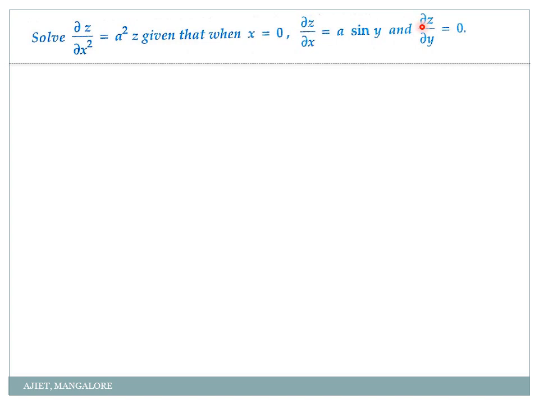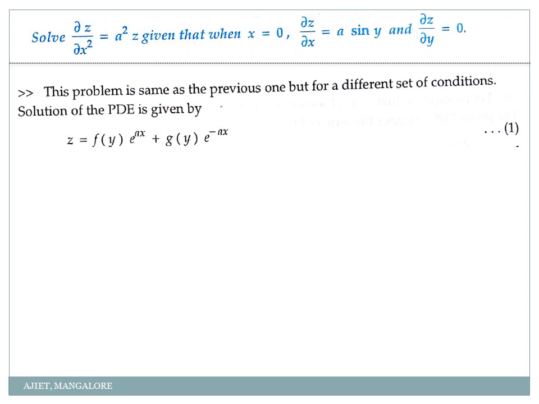Instead of giving z, what I have given you? Dou z by dou x and dou z by dou y. Check properly. In the previous question I had given you x equal to 0, z equal to a sin y, correct? Here in this case, instead of z, both the conditions are dou z by dou x and dou z by dou y. Okay. So what you'll do? Once you find what is z, you differentiate z with respect to x once, with respect to y once, so that you can apply both the conditions. Okay. So just check this problem, my dear students.